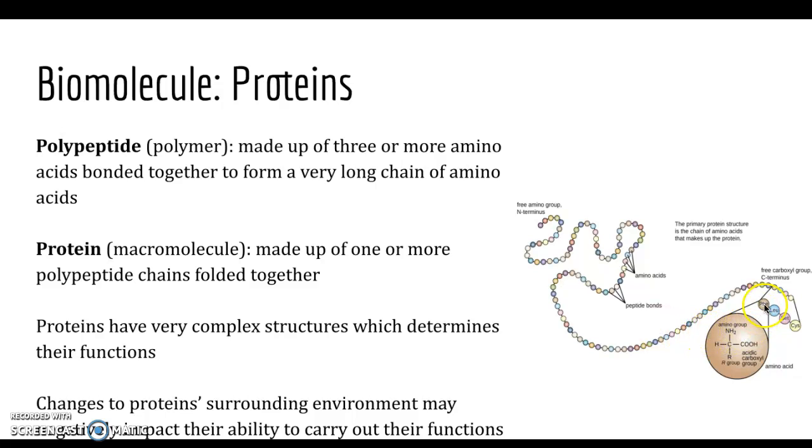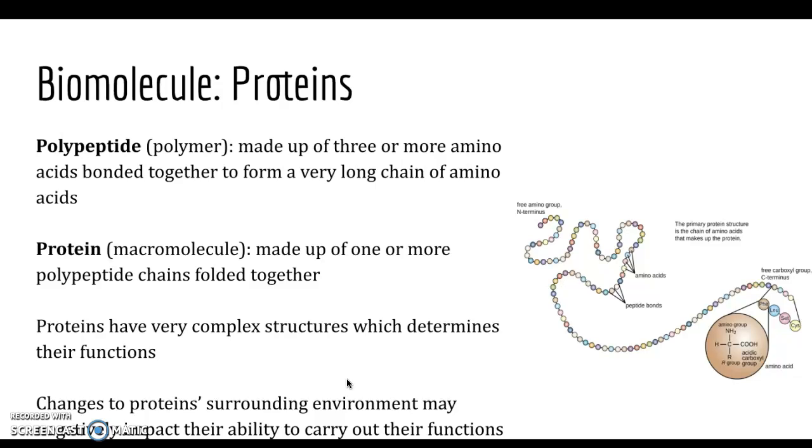So each bead, let me reiterate, each bead on this chain is an amino acid that are covalently bonded together. When you bond them together, you get a polypeptide chain. This is the polypeptide chain. If you fold multiple polypeptide chains together, you get a protein. Again, protein structures are really, really complex, and these structures determine their function.